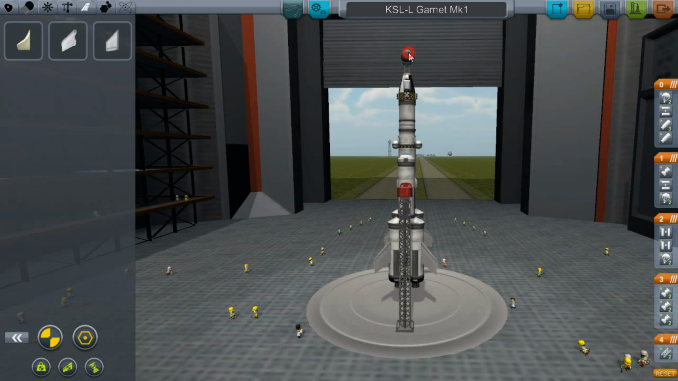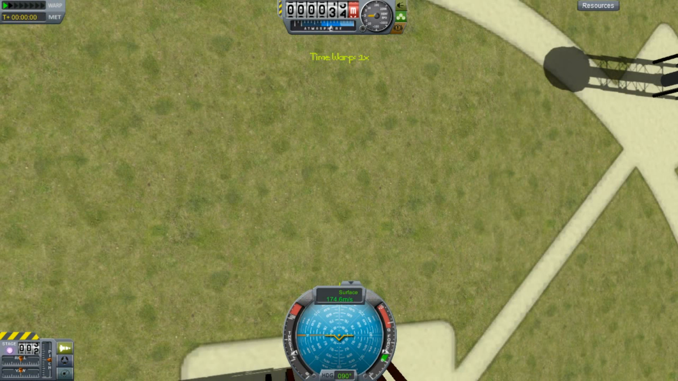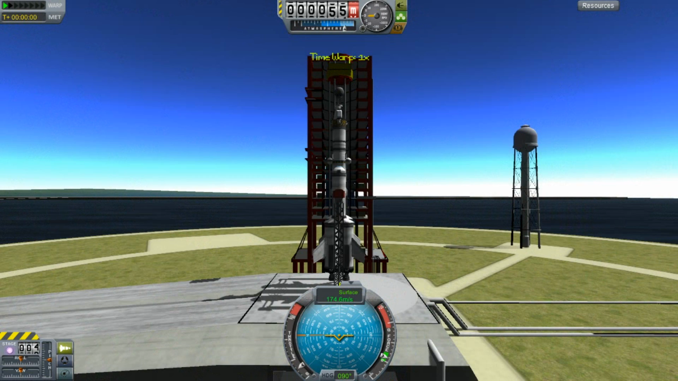And I'll also rotate the pod to the east for takeoff so we can pitch over instead of yawing over. I don't really like flying sideways. I prefer to start out pointing in the right direction. Again, just me.